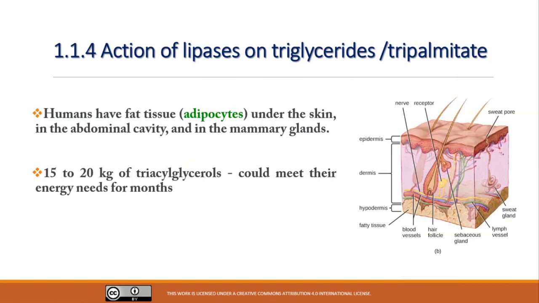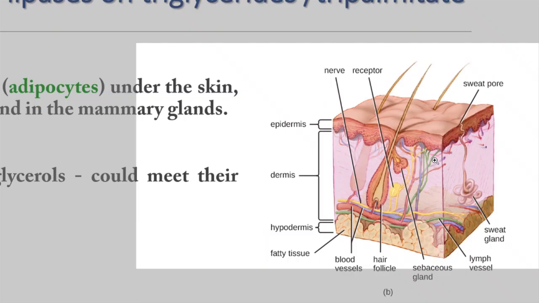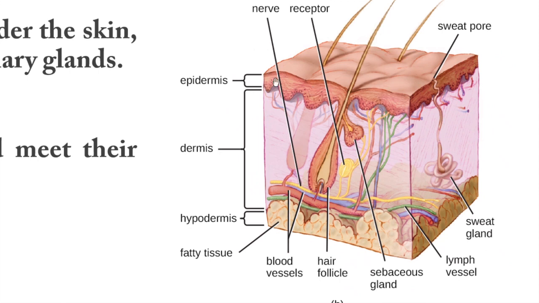Let's talk more about this triglycerides in human beings. Humans have these fat tissues which are called as adipocytes for storing triglycerides under the skin, in the abdominal cavity, as well as in the mammary glands. As we can see in this image, I will zoom it for you. This is the outer epidermis, then we have an inner dermis layer, and then you can see over here, these are the fatty tissues under the skin, and these are called as adipocytes tissue.